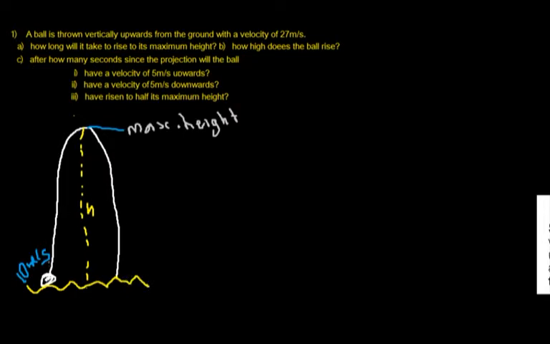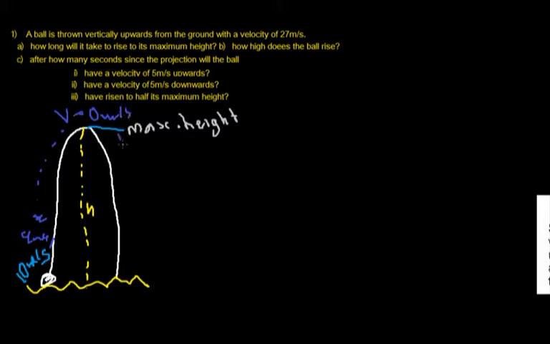Now, as the ball starts to rise, the velocity will start to decrease. If it's 10 meters per second, as the ball starts to rise, it will go 9 meters per second. It will go 8 meters per second. And it will continue to decrease until it reaches zero velocity at the maximum height, 0 meters per second. So take note that at the maximum height the velocity is equal to 0 meters per second.